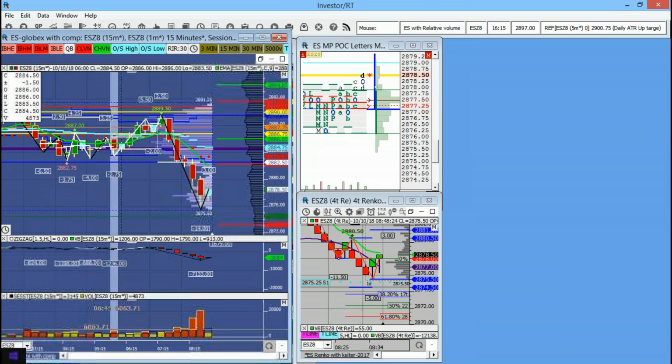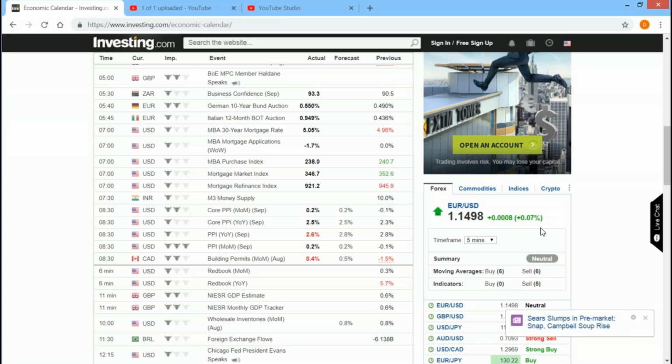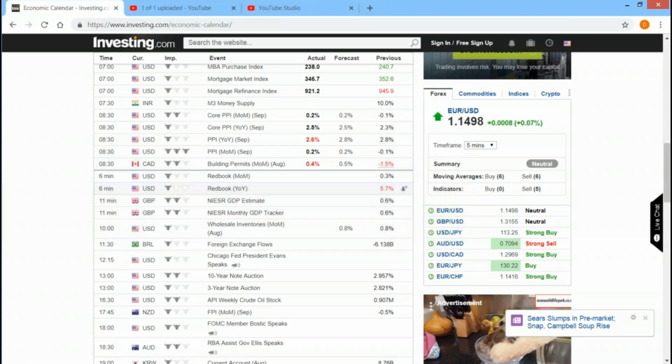Taking a look at the news, we just did have, what just happened there? Wow, that was weird. We did just have news. PPI came out as expected. Year over year came out a little bit better than expected, but Canadian building permits came out weaker than expected. In 6 minutes, we've got Redbook. It's not a big mover.